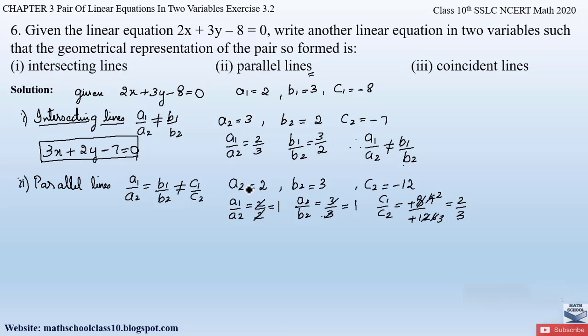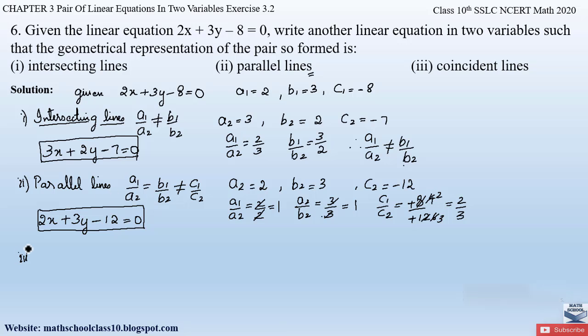So now let us make the equation using these coefficients a2, b2 and c2. So coefficient of x is 2, so we will write 2x. Coefficient of y is 3, so we will write plus 3y, and the constant is minus 12 equal to 0. So this is the another equation which forms the pair of linear equations that will be parallel lines.